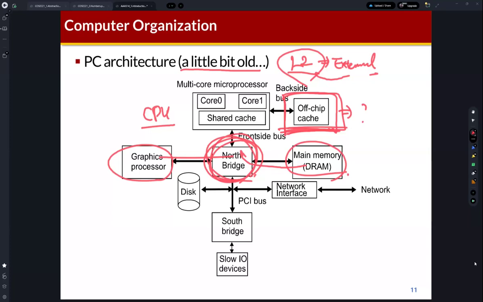So actually, if you have ever assembled a computer, a desktop computer, how many students have ever assembled a desktop computer? One, two, three, four, five. Okay.